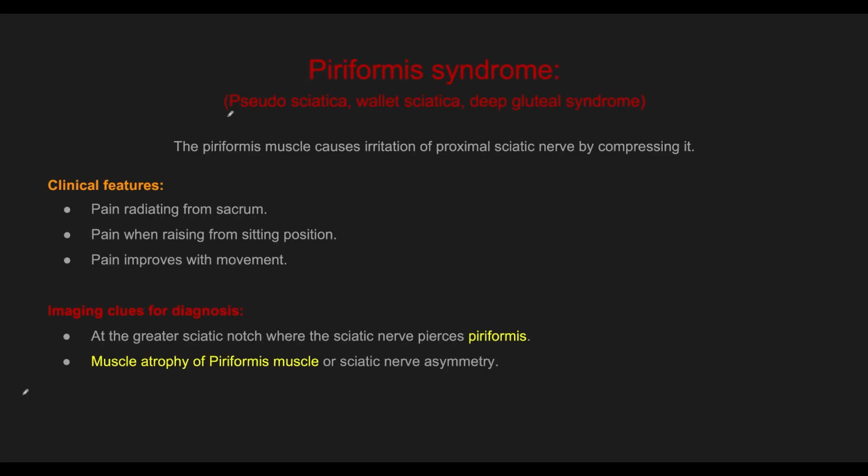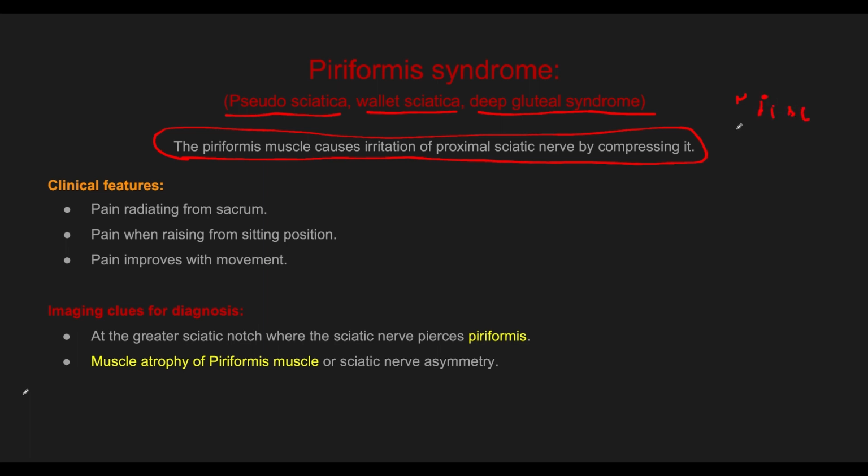Piriformis syndrome is also called pseudosciatica or wallet sciatica or deep gluteal syndrome. It is caused by the irritation of the proximal sciatic nerve by compression of it. So it is more of a diagnosis of exclusion, when there is no disc pathology, no hip joint pathology or sacroiliac joint pathology. You should always look at the proximal sciatic nerve and piriformis muscle.